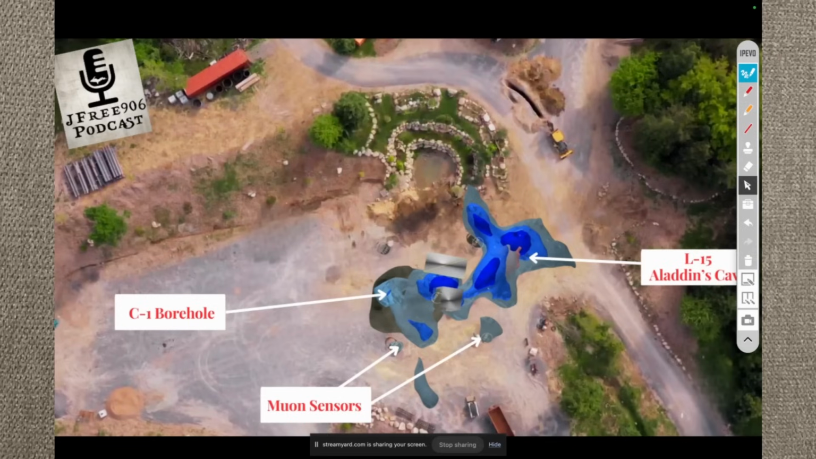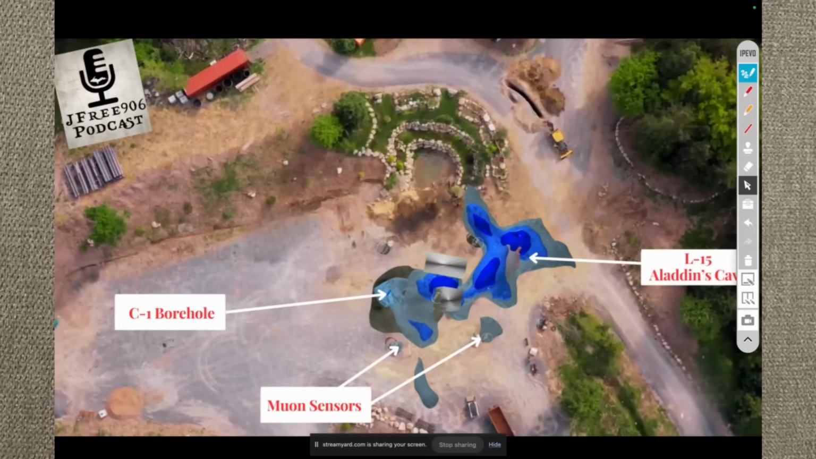Now, you remember just a little while back, I shared with you some looks at the Money Pit area and its relation to the Muon data as well as the seismic data. This picture is one where I overlaid the Muon data onto the Money Pit, trying to get an idea of exactly where they were seeing some of these anomalies that were 150 down to 200-some feet below ground. This shows you where Aladdin's Cave is located.